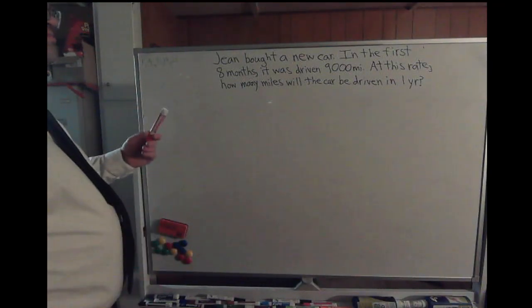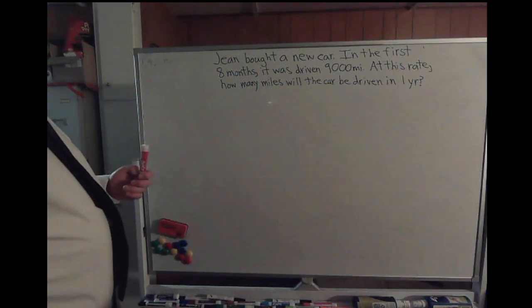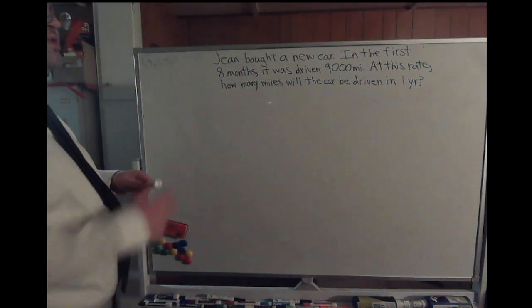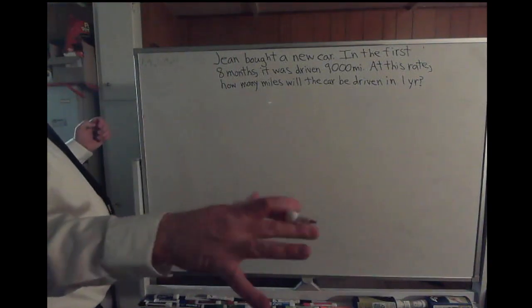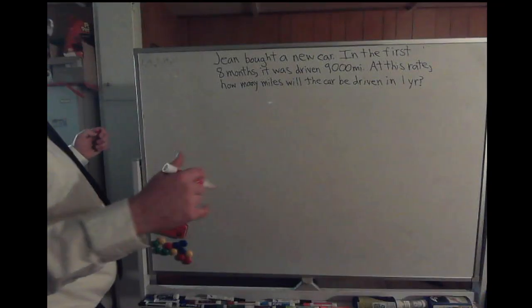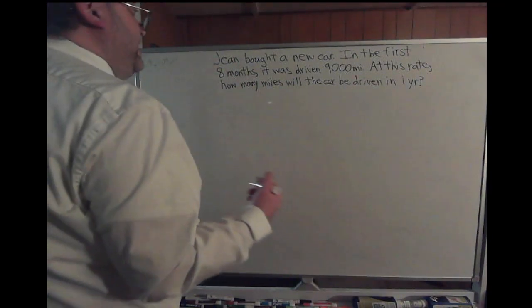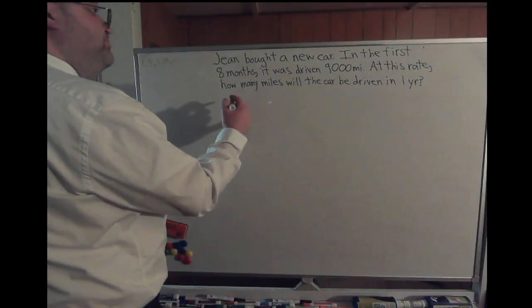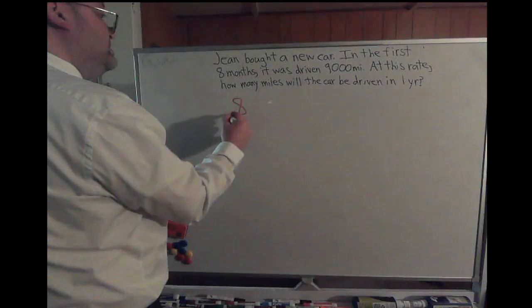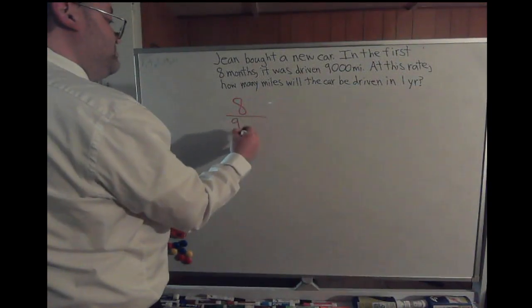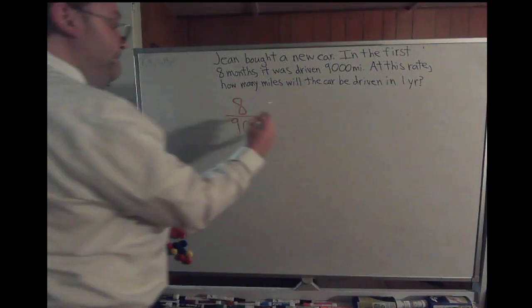You could do this one of two ways. You could take the 8 months and say that's 2/3 of a year, or you could turn the year into 12 months. That is really your choice. Personally, I think it's going to be easier if we do the year as 12 months instead of having to put a fraction in a fraction. So in the first 8 months, they had 8 months, they drove 9,000 miles, right? 8 months to 9,000 miles.